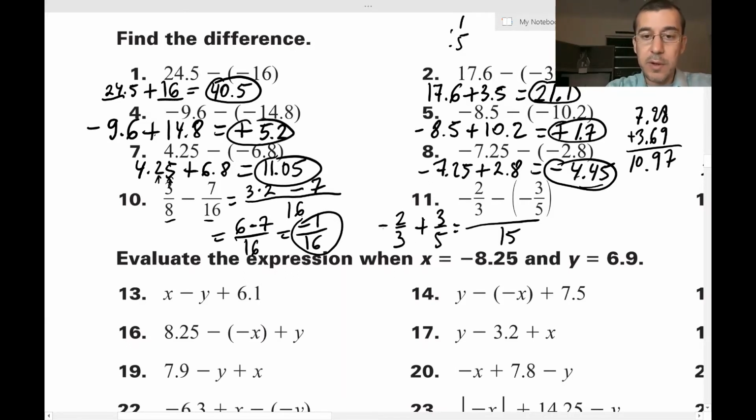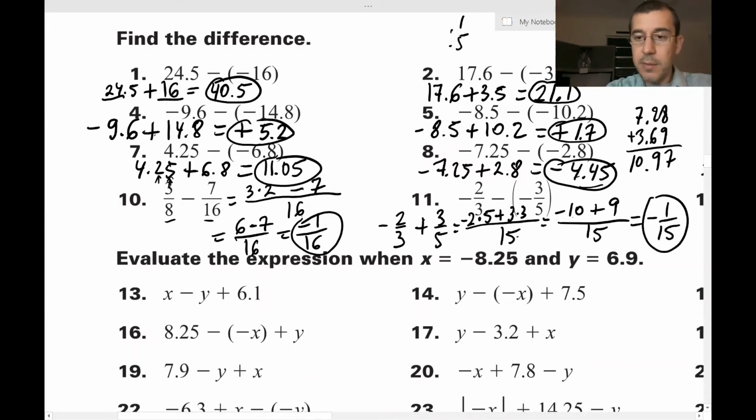So we have to multiply minus 2 by 5. So minus 2 times 5 plus 3. Now here, from 5 to 15, we multiplied 5 by 3, so we have to multiply 3 by 3. So this is 3 times 3. Minus 2 times 5 is minus 10, plus 3 times 3 is 9, over 15. Minus 10 plus 9 is minus 1, so this is minus 1 over 15.